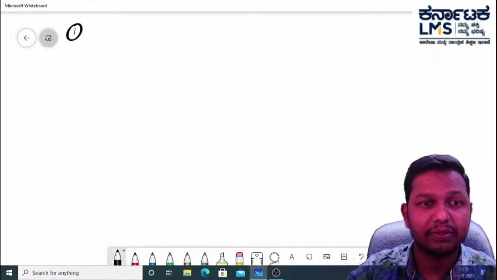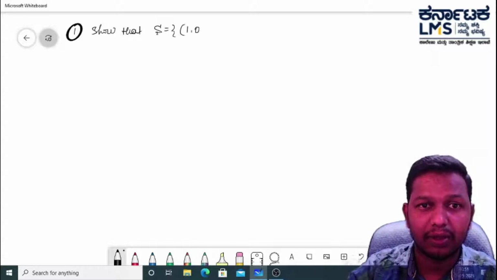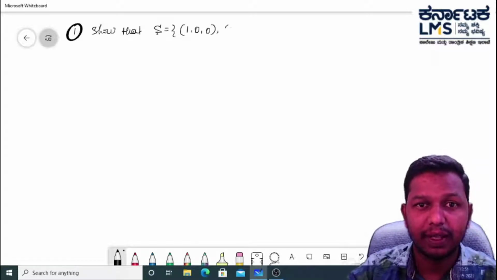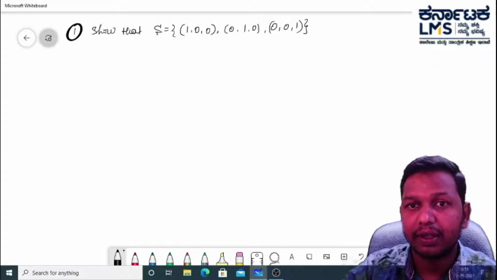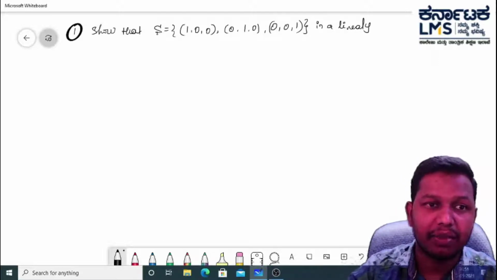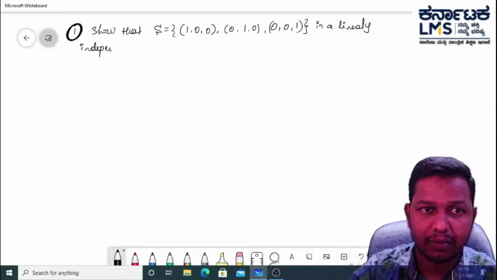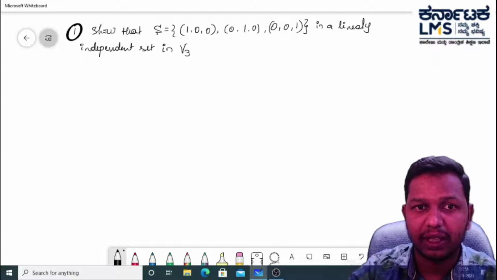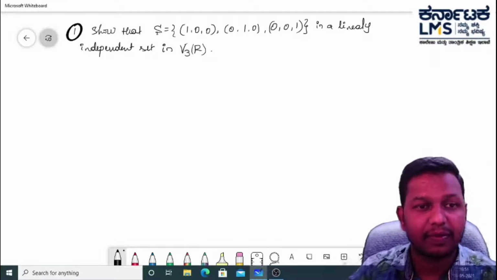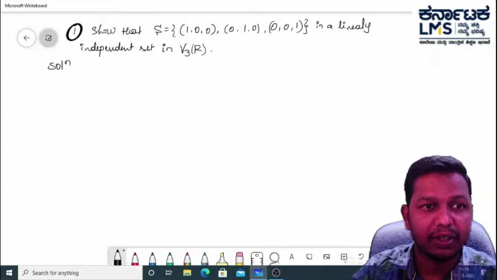First problem is that show that the set S equals the triplet 1 comma 0 comma 0, 0 comma 1 comma 0, 0 comma 0 comma 1 is a linearly independent set in V3 of R. Let's see the solution for this one.